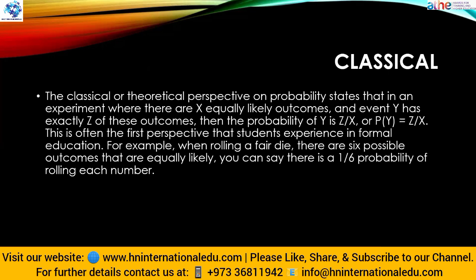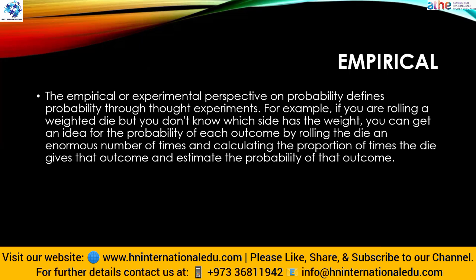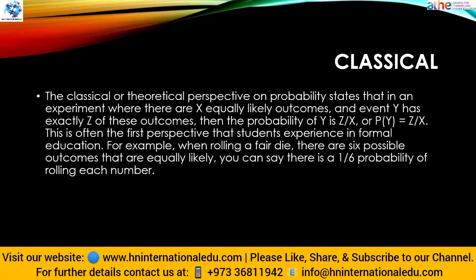If we talk about the number 2, its probability is also 1 by 6. If we talk about the number 3, its probability is also 1 by 6. Each and every number has the same probability of occurrence. This is the basic formula: if we have a number of possible outcomes, every number has an equally likely opportunity to occur, and the chances are equal for each number.